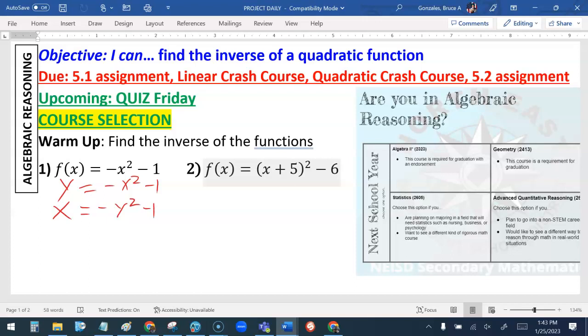Okay, now just like before, you need to get rid of the loner first. The loner is minus 1. The opposite of minus 1 is what? Adding 1. So plus 1 here, and the 1 goes after the x. So we have x plus 1 equals negative y squared.